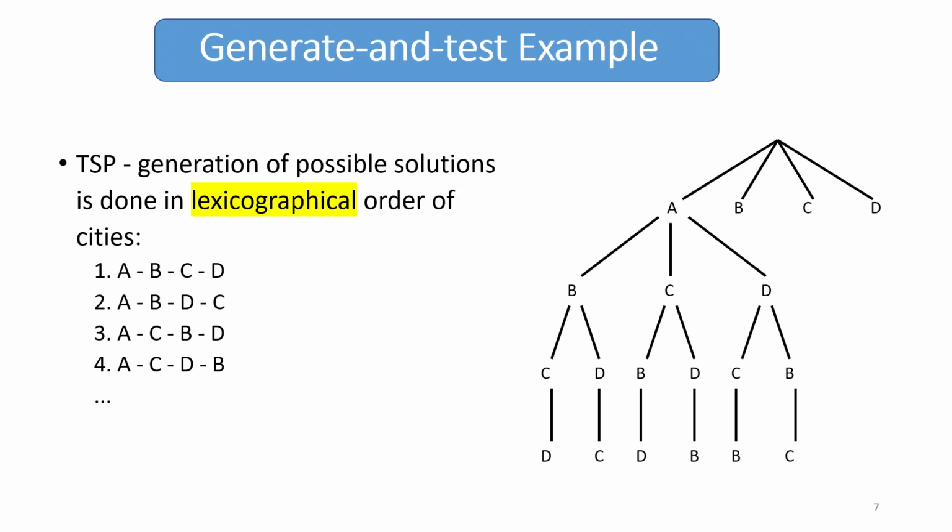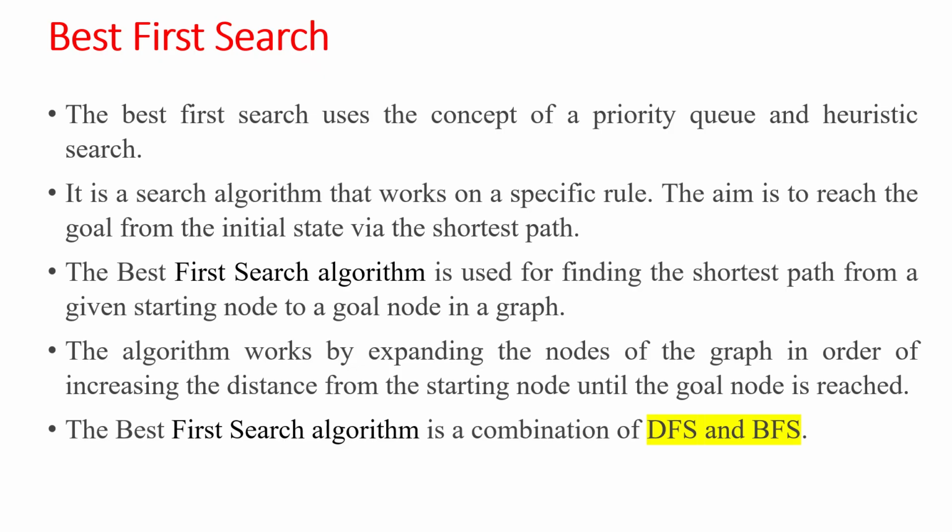So now we'll be seeing best first search. Best first search is an informed search algorithm that can be used with a heuristic function to determine the promising node to explore next. It follows the concept of a priority queue and heuristic search. Instead of exploring all nodes level by level like breadth first search, or going deep like depth first search, it explores the node that appears to be closest to the goal. So it is a combination of DFS and BFS.